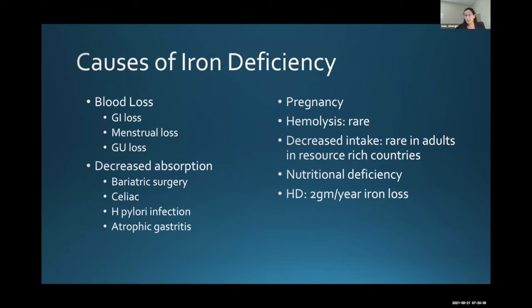Hemolysis, if it's chronic and ongoing for a really long time, can also cause iron deficiency. So it's just something to keep in mind. And then decreased intake, whether that's through a really restricted diet or just lack of nutrients from the average diet of that area. I did think it was interesting that hemodialysis patients lose about 2 grams of iron per year. So these patients, we oftentimes see them getting erythrocyte stimulating agents, and often that's done in conjunction with iron repletion because we know they're going to go through a lot of that iron just from being on the dialysis machine.